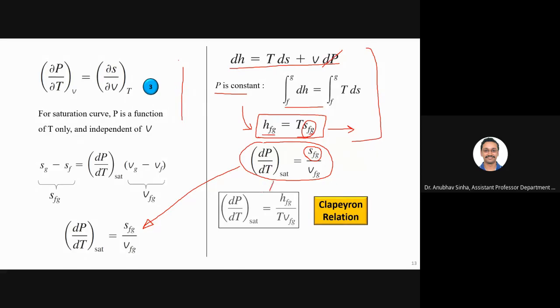So the LHS will be the same. Instead of SFG, I write H by T. So H is there, divided by T, and V is already there. This is called your Clausius-Clapeyron relation. Instead of writing FG, I can also write 1, 2, indicating two different phases. dP by dT is H12 divided by T VFG.